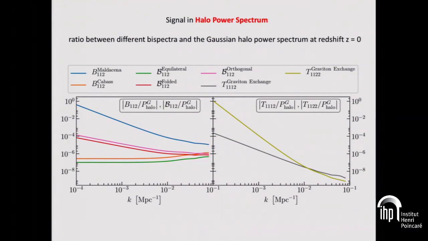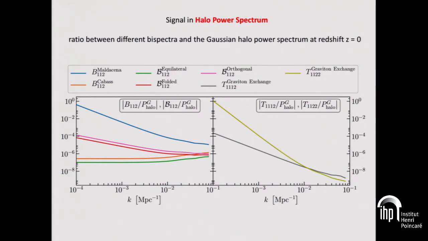If you look on the left here, in blue is the original bispectrum. Remember, on the left I'm talking about bispectra, on the right I'm talking about the trispectrum. This is the contribution of the bispectrum to the power spectrum of the halos. This is the contribution of the trispectrum via graviton exchange to the power spectrum of the halos. So on the left, what you have is the original Maldacena term. And this term has been disputed to be so high.